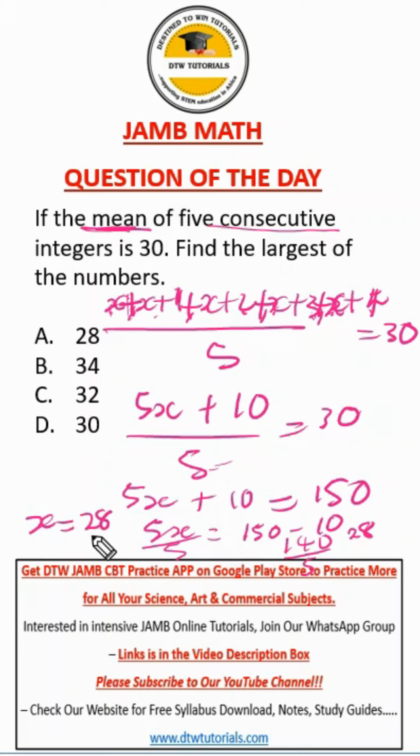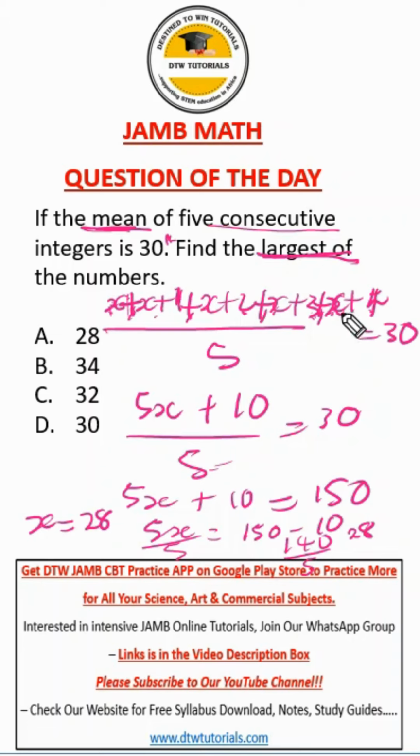It doesn't stop there still. You can see, JAMB people, you got 28. 28 is here. You just quickly go, no, it says find the largest of the numbers. Find the largest of the numbers. Please take note of your final question. Find the largest of the numbers.